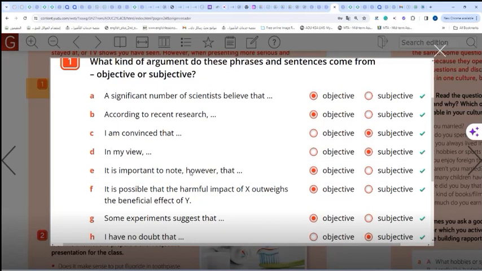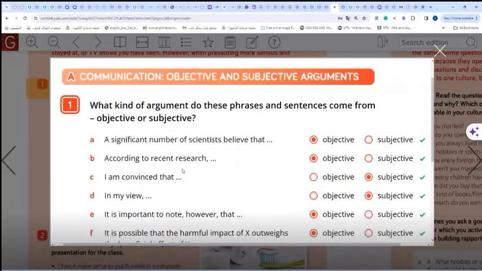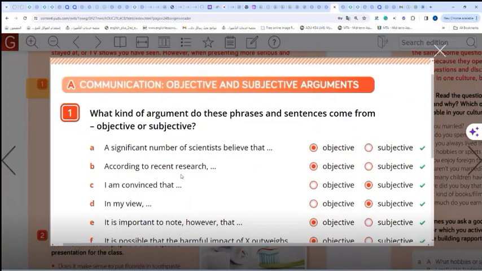Did he say, in my view? Did he say, I am convinced that? Or did he say, I have no doubt that? Objectives talk about personal opinion, right, Doctor? Yes, right. This is subjective. Okay.